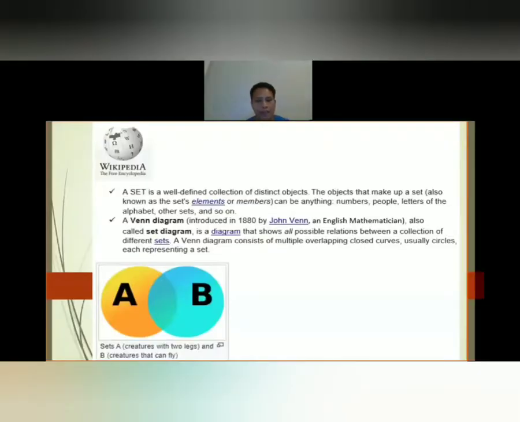This Venn diagram has two circles representing two sets. Set A is defined as creatures with two legs. Set B, creatures that can fly. Think about creatures that have two legs: people, birds. How about creatures that can fly? Birds also, right? Eagles, okay? Mosquitoes, bugs. So when you think about that, they have legs, and at the same time they can fly.